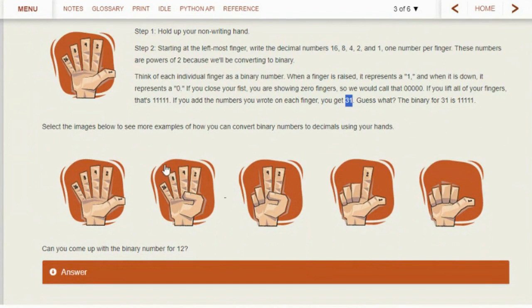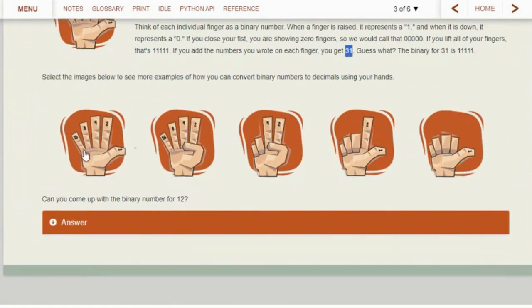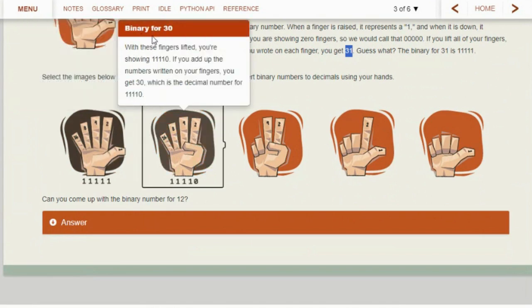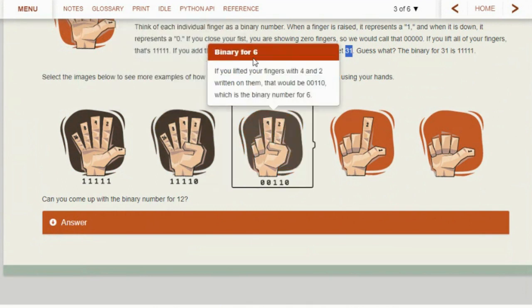So select the images below to see more examples of how you can convert binary numbers. If you have all of them up right there, that's binary for 31 because every one of those is added in there. If you close this one down, now we just have the 16, the 8, the 4, and the 2. So that's 30. You just subtracted 1 from it, right? Binary number for 30. Here, you just have the peace symbol up. You got a 2 and a 4. So that's the binary number for 6. Here's the binary number for 3. You just have the 1 and the 2 up.